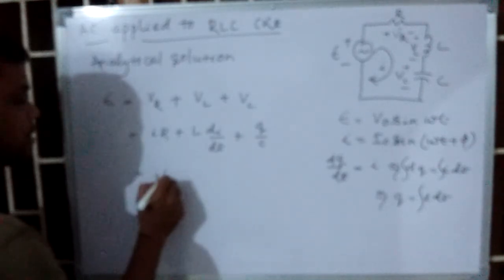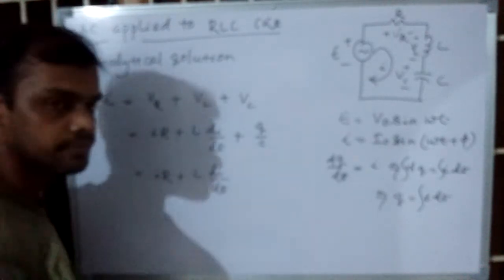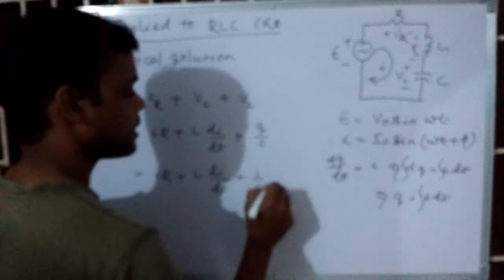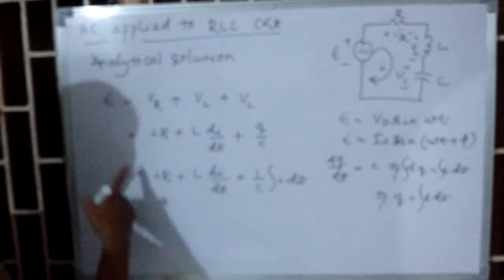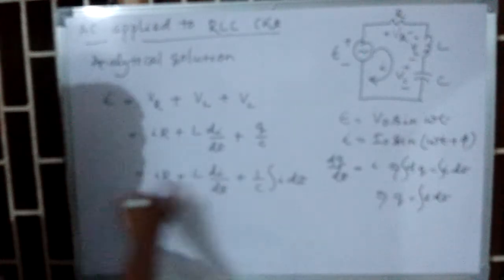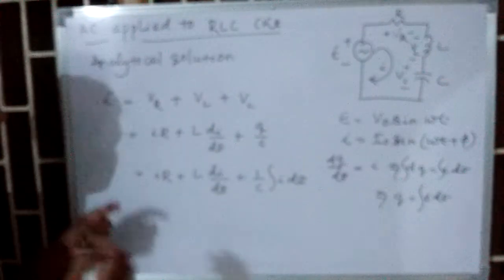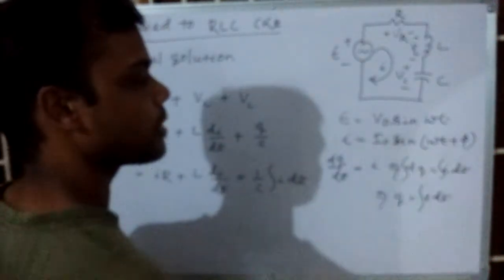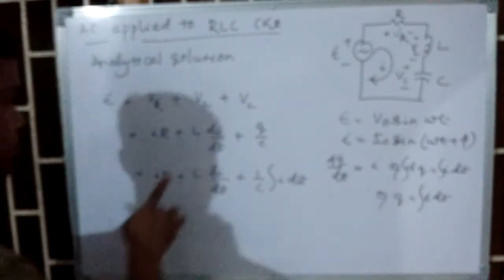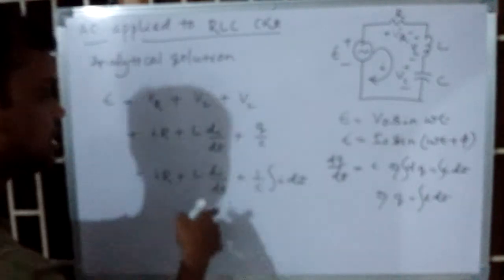Now this is equal to IR plus L di by dt plus 1 by C integral of I dt, since Q is nothing but the integral of I dt. Now this is the complete Kirchhoff's law. Already given, let I is equal to I naught sin(omega t plus phi). We have already assumed. So from that we have to first decide what is di by dt and what is the integration of I. What is the derivative and as well as the integration.